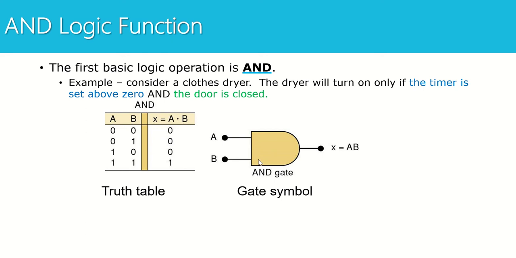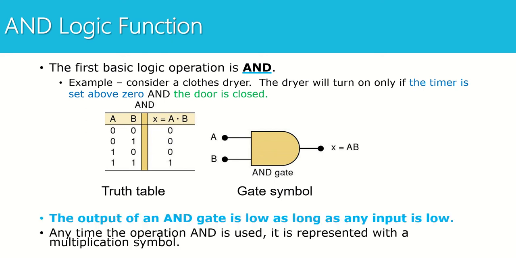This is your symbol. And then the last thing is the expression. Anytime the operation AND is used, it's represented with a multiplication symbol. So you'll see the output is written here as X equals AB. Now, we're not saying A times B as if this was an algebra class. We're using multiplication to represent what AND means, but we're not saying that A is multiplied by B.